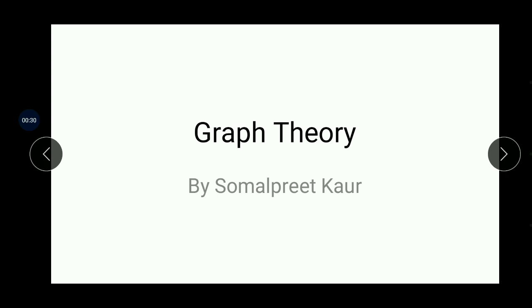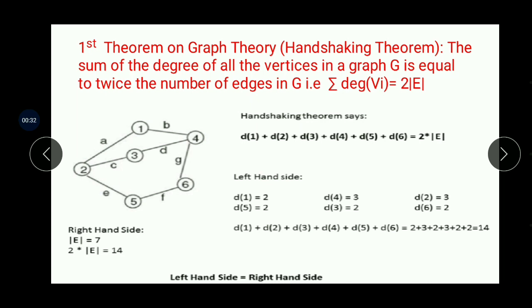Okay, so let's start. The first theorem on graph theory is the handshaking theorem. What does this theorem say? This theorem says that the sum of the degrees of all the vertices in the graph is equal to twice the number of edges in G. That is, the summation of degree of Vi is equal to 2 times the number of edges. So let's see what this theorem says with the help of one example.